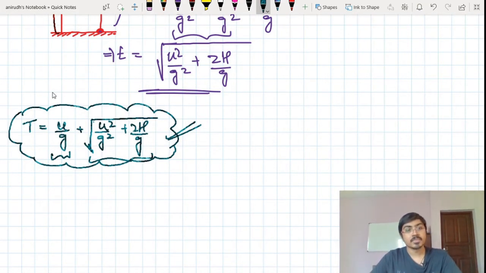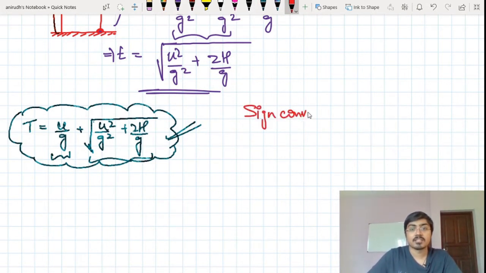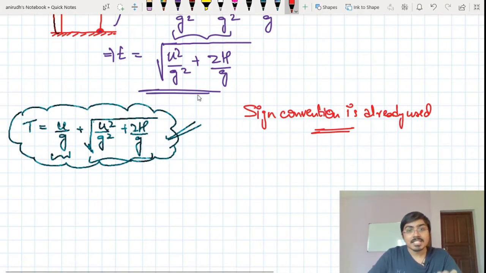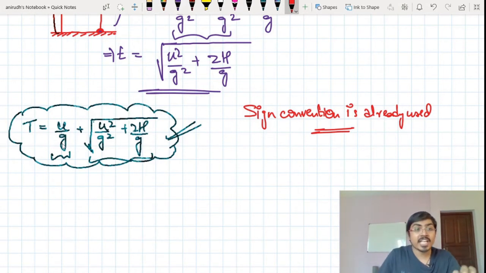This is very useful. And whenever you use this, remember the sign convention. I have already used the sign convention, so don't get confused whenever I say this. Sign convention has already been used in the making of this formula. So just by saying that you are throwing the ball upwards, so g is negative, never put a negative sign for g in any part of this formula.